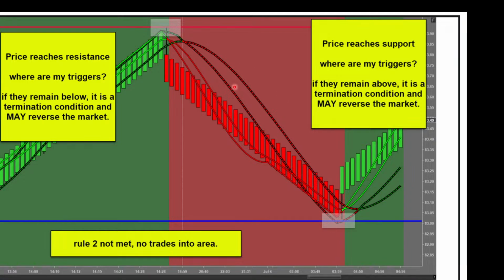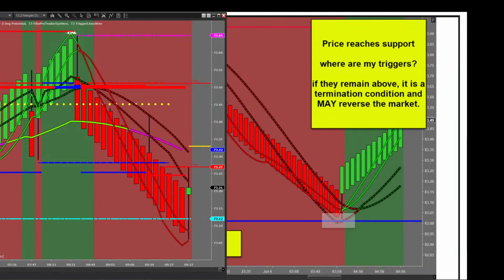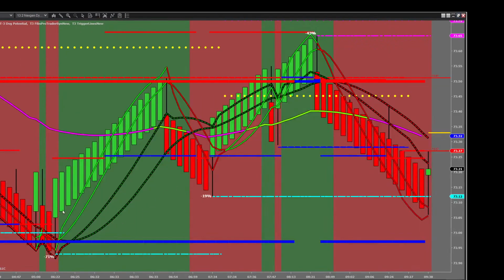So is everybody good with that very basic lesson? Price reaches an area. If the triggers remain below resistance, no trades into the area. Wait for the reaction. If price reaches Fibonacci support, trigger lines are above the area. No trades into the area. Wait for the reaction. Why do we talk about termination conditions? Because when price reaches an area, decisions are made.